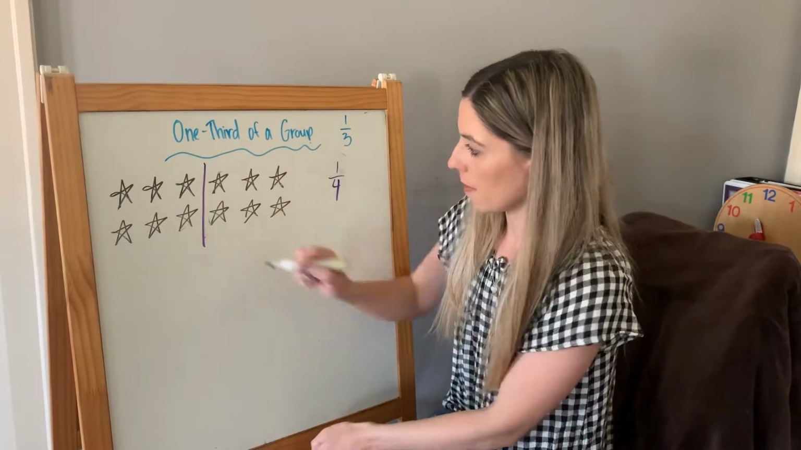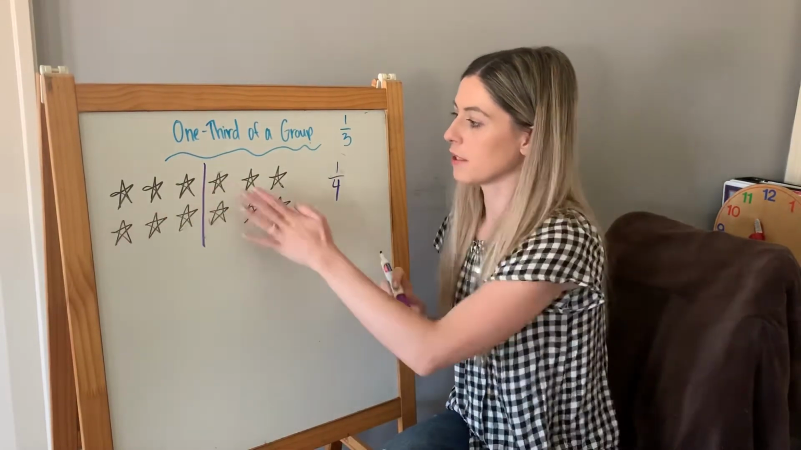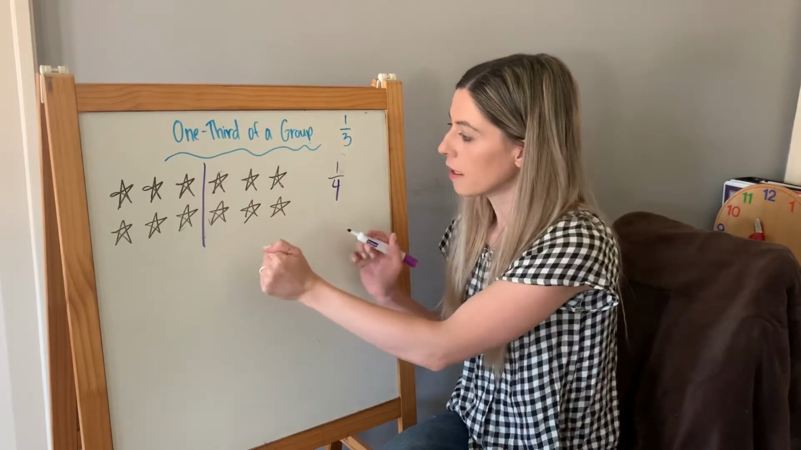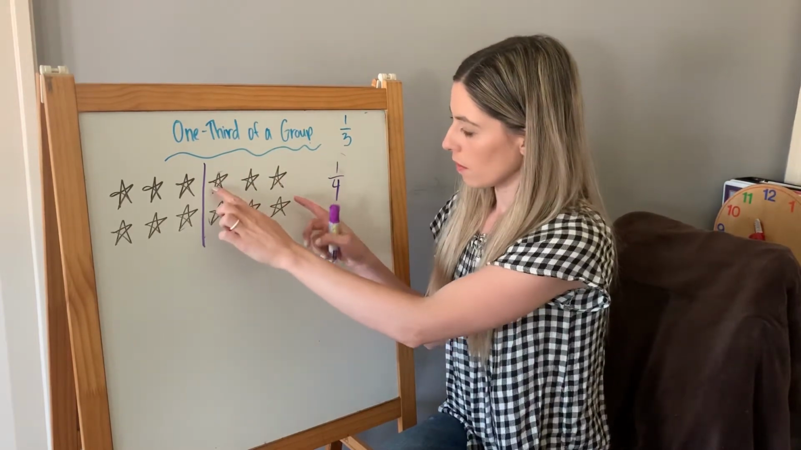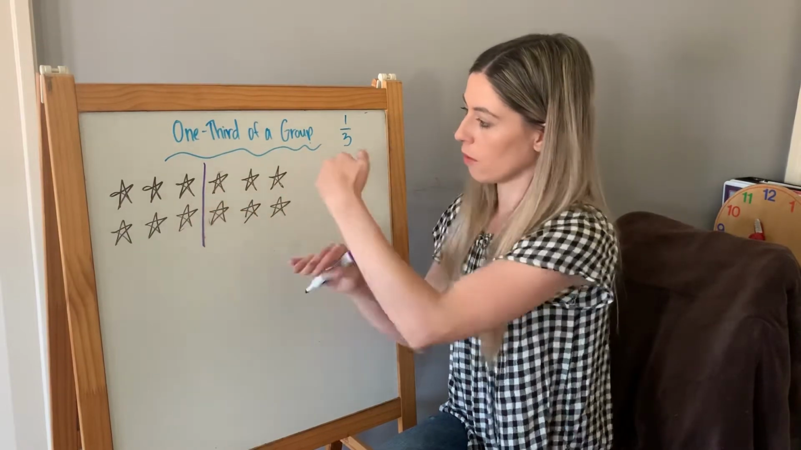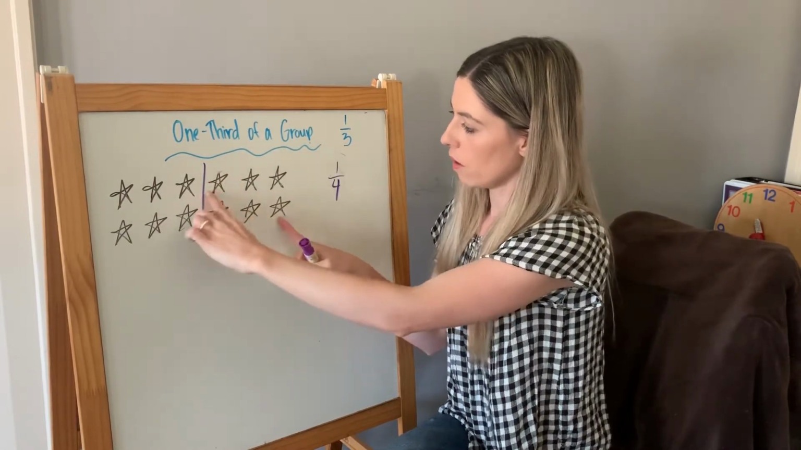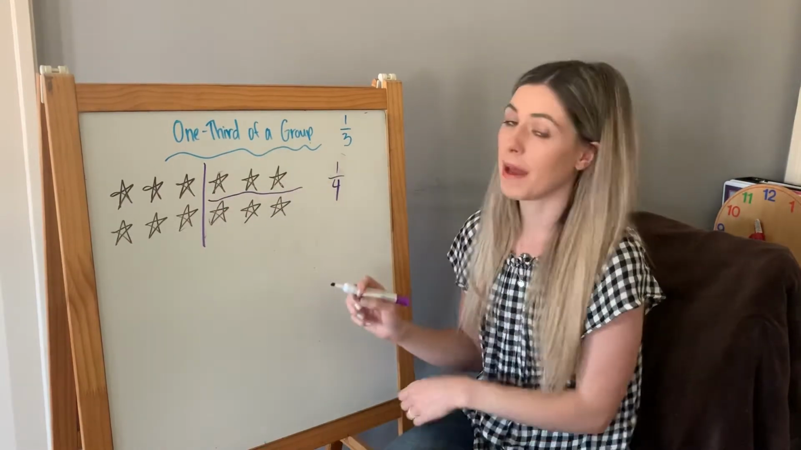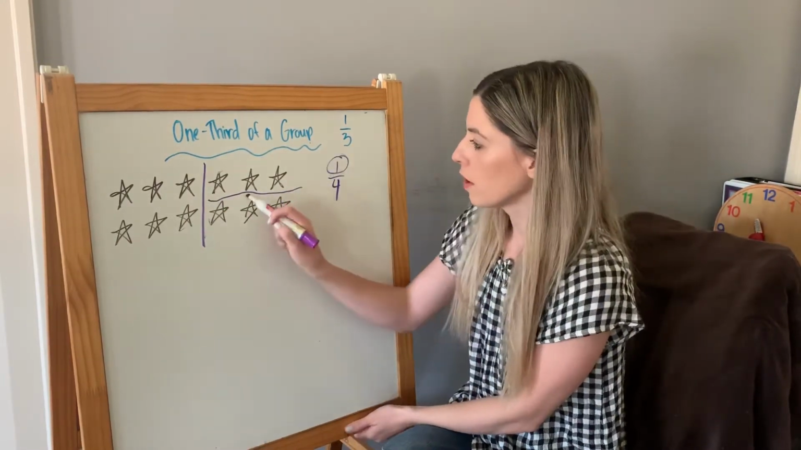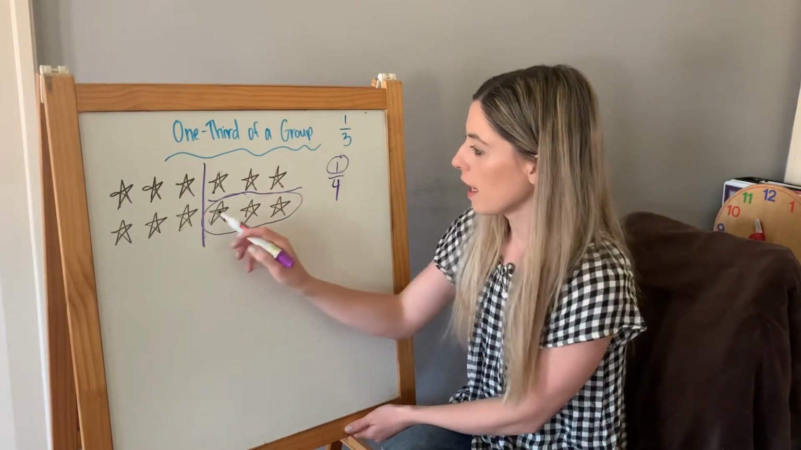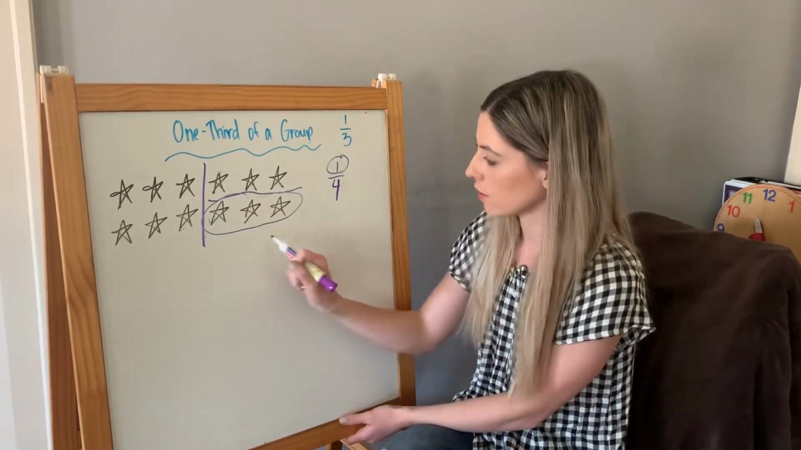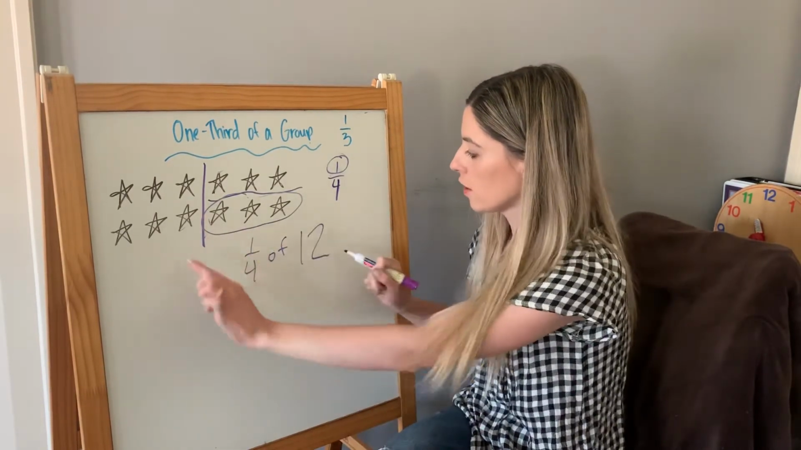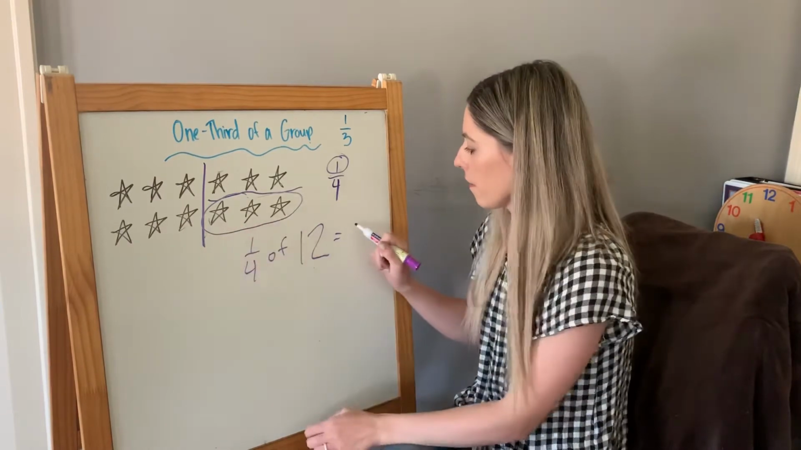So I'm going to draw my line down the middle again. I have 6 on each side. I'm going to take just this half and cut it in half again. This time I'm just going to go sideways. 1, 2, 3. So I have 3 on top and 3 on the bottom. And I only need to circle one group. So I'm going to circle this guy down here. And that's 1, 2, 3 stars. So 1/4 of 12 stars total equals 3.